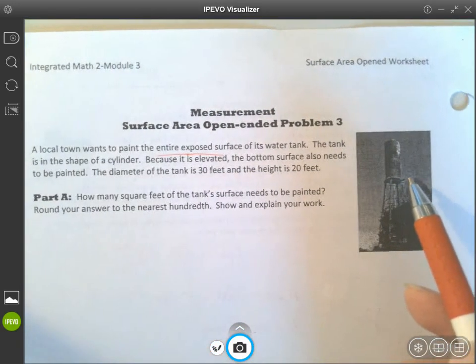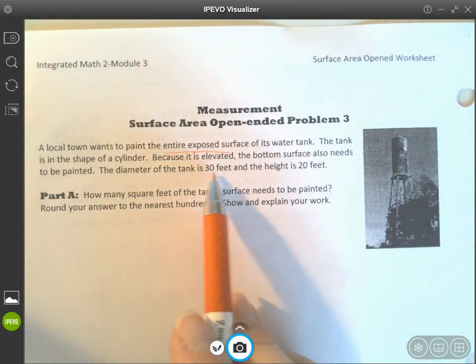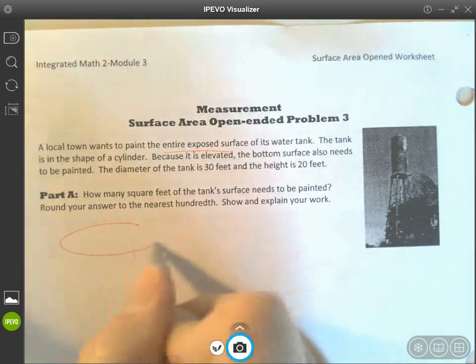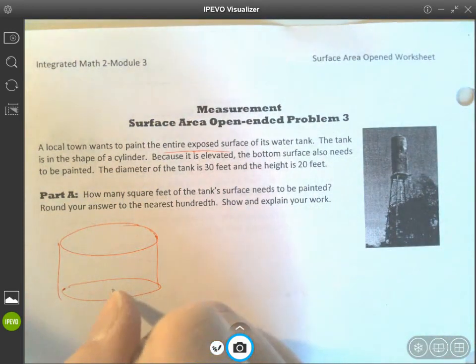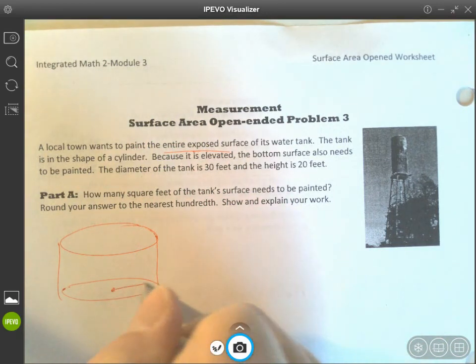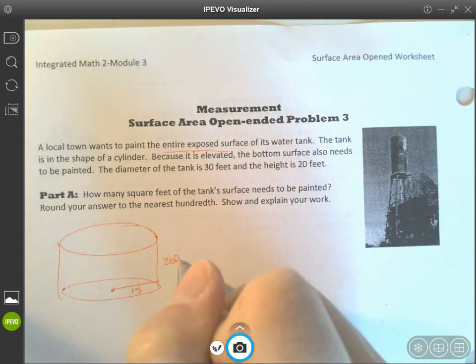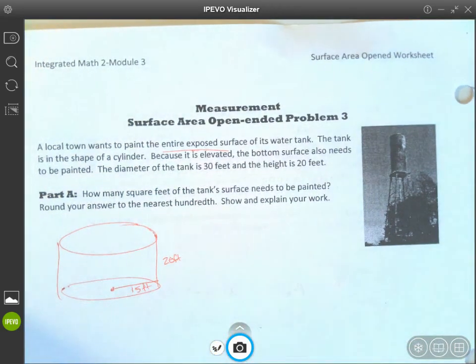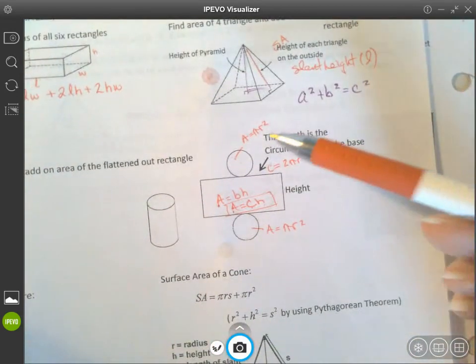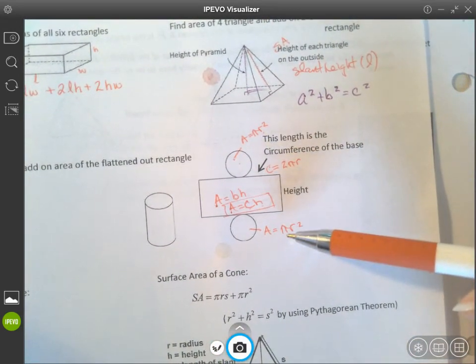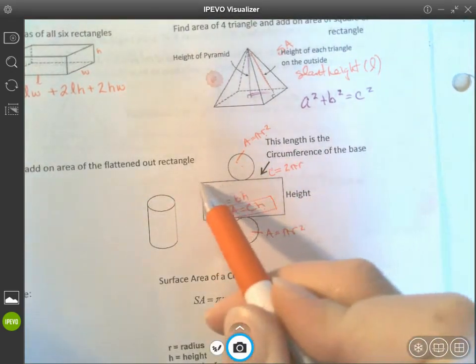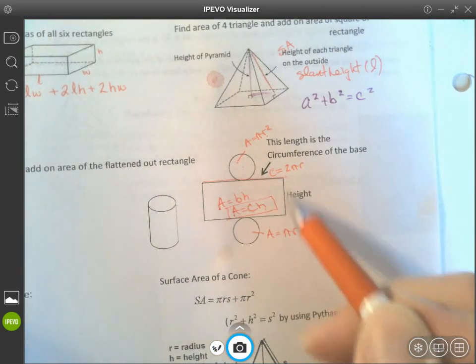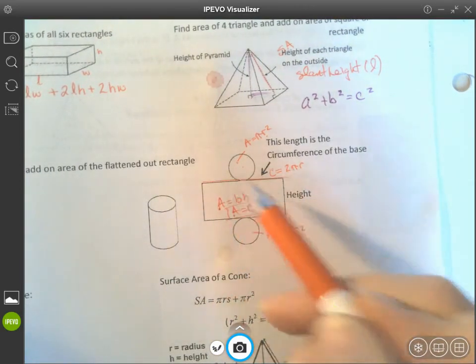So this is not a great picture because the diameter of the tank is 30 feet and its height is 20, it is much bigger than it is tall. So diameter is 30, so what's the radius? 15 and then 20. So you're going to find the surface area of a cylinder, which we have that formula, and we need to remember it's 2 of the circles because we're painting the top and the bottom, and this rectangle that wraps around it is found by finding the circumference and then taking that times the height. Remember, because this wraps around the circle.